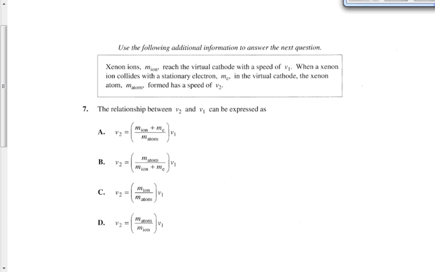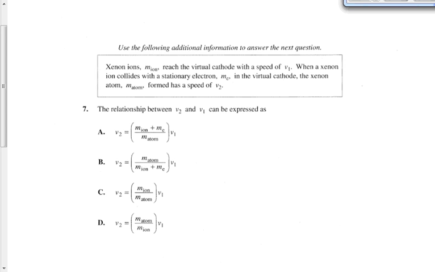Question 7 also goes with that information, although it turns out we're not going to actually need that big page of information for this question. So xenon ions reach the virtual cathode at the speed of V1. When xenon collides with a stationary electron, the xenon atom is formed and has a speed of V2. What's the relationship between V2 and V1? What's the concept that just jumps out at you here? When the xenon ion collides with a stationary electron, what jumps out at you here?